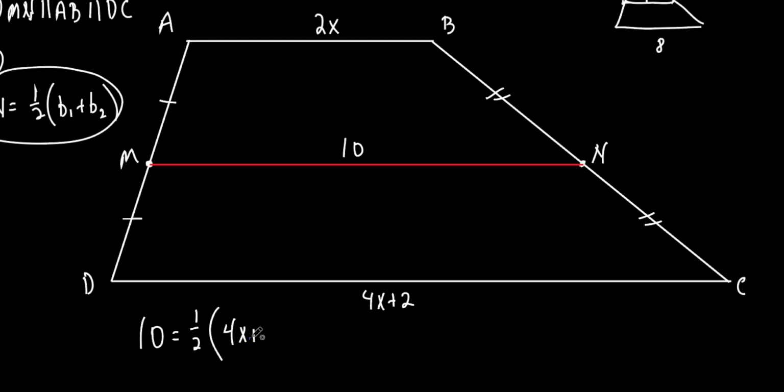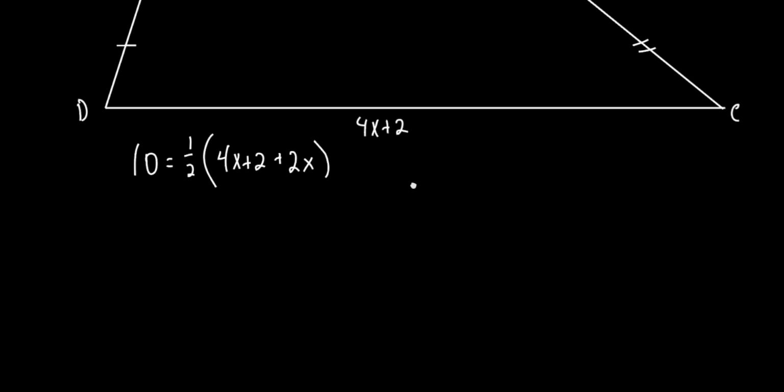So let's go 4x plus 2. That's the one base. Add it to the other base. And now what we're going to do is we are going to just solve for x. So let's do it. 10 equals 1/2 of, what do we got here? 4x plus 2x is 6x plus 2. Now let me show you a little math trick. I don't think we've done that in here. I think maybe we did at the beginning when we first did that algebra stuff.